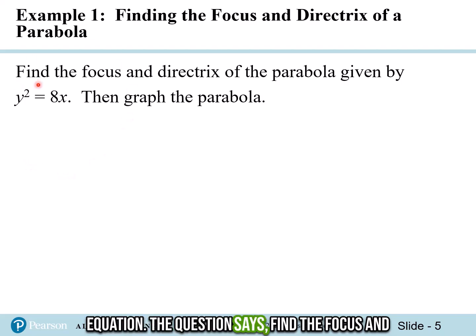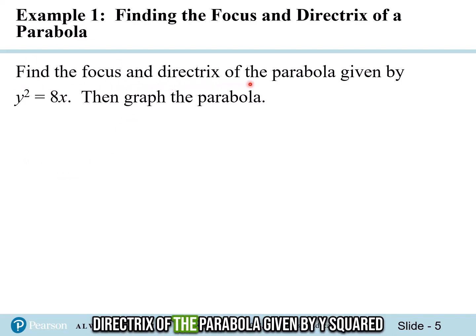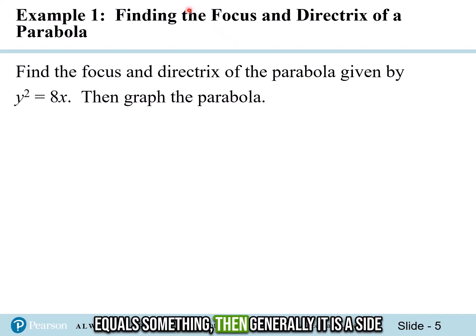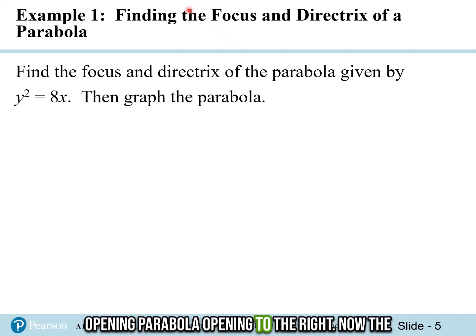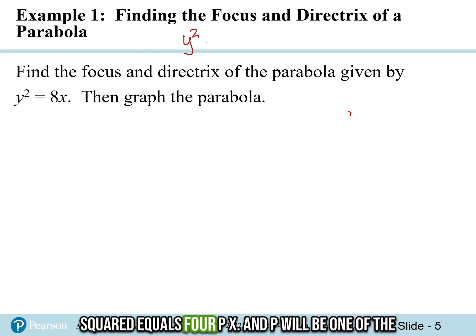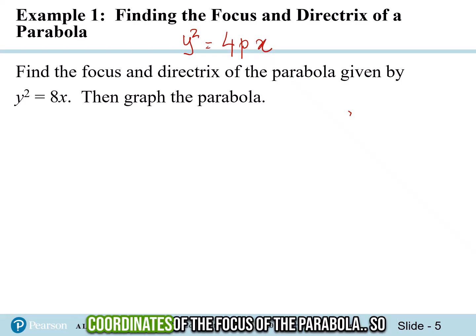The question says, find the focus and directrix of the parabola given by y squared equals 8x. Then graph the parabola. Now, whenever the equation is of the form y squared equals something, then generally it is a side opening parabola opening to the right. Now, the general form of this equation would be y squared equals 4px, and p will be one of the coordinates of the focus of the parabola.